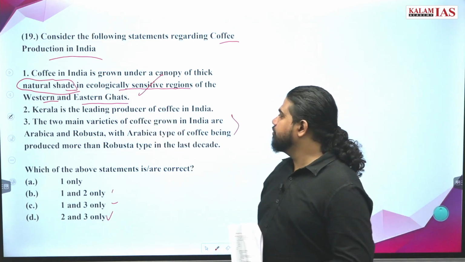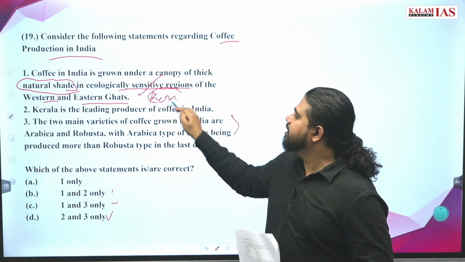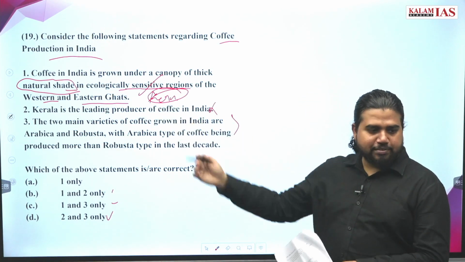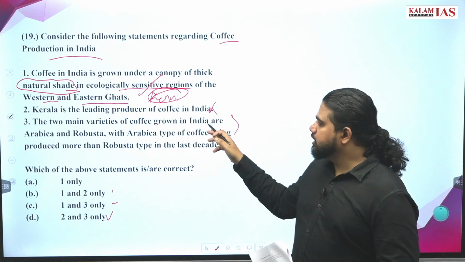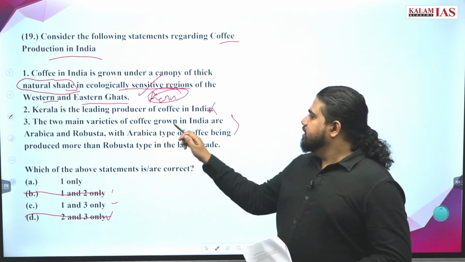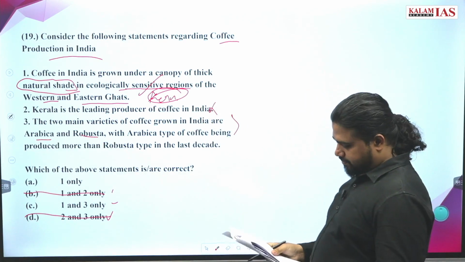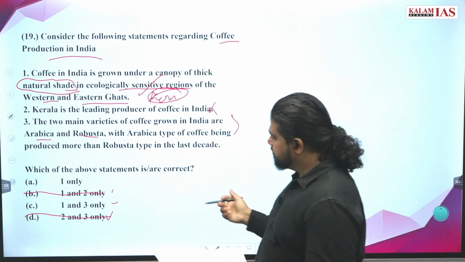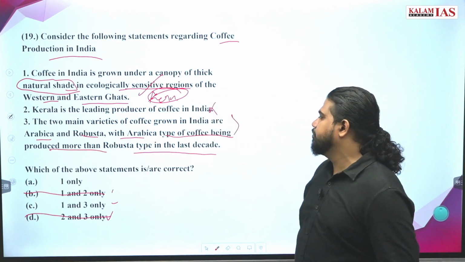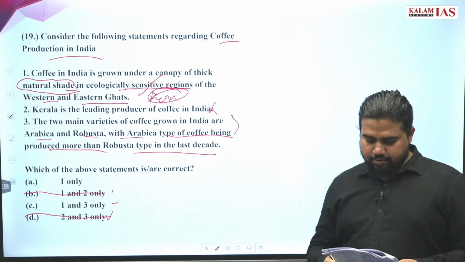Kerala is the leading producer of coffee in India? Karnataka is the leading producer of coffee in India. In the second statement, a very specific state is mentioned. It's a wrong statement. 2 you can eliminate. Two varieties of coffee grown in India are Arabica and Robusta, with Arabica being produced more than Robusta in the last decade. What is the answer for this? Is it correct?